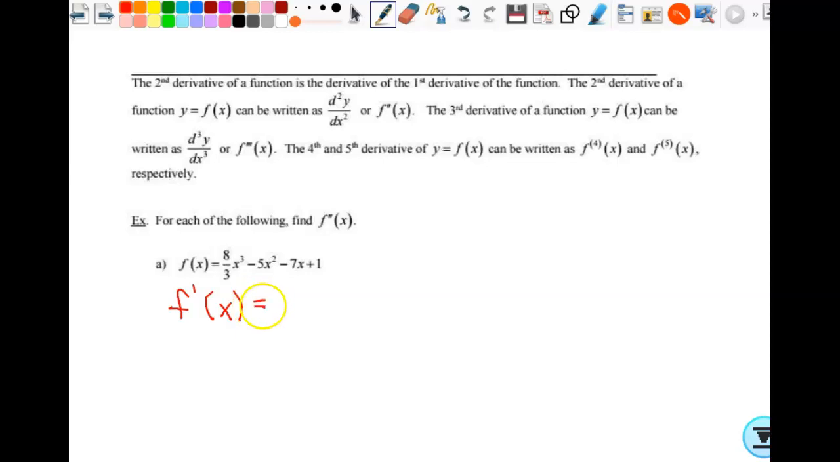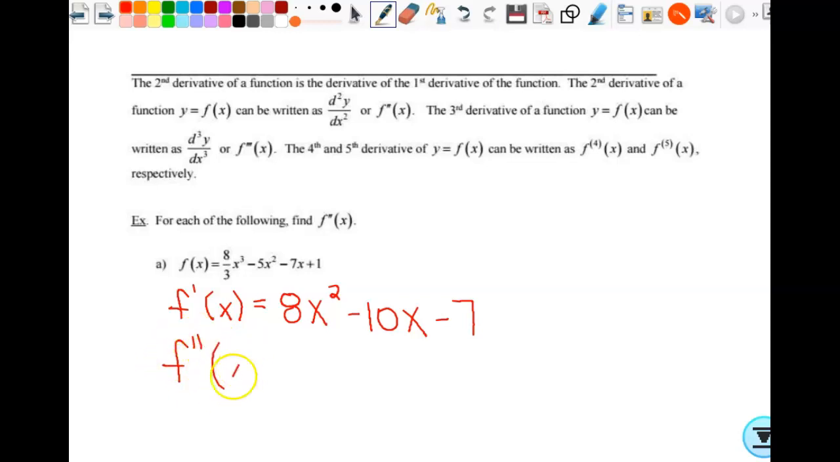All right, so let's take a first derivative. What's the derivative of 8/3 x cubed? 8x squared. What's the derivative of negative 5x squared? Minus 10x. Minus 7. What's the derivative of 1? 0. It's a constant, so the rate of change of a constant is 0. All right, so that's our first derivative. Graphically, it tells us slope at a point. Contextually, instantaneous rate of change.